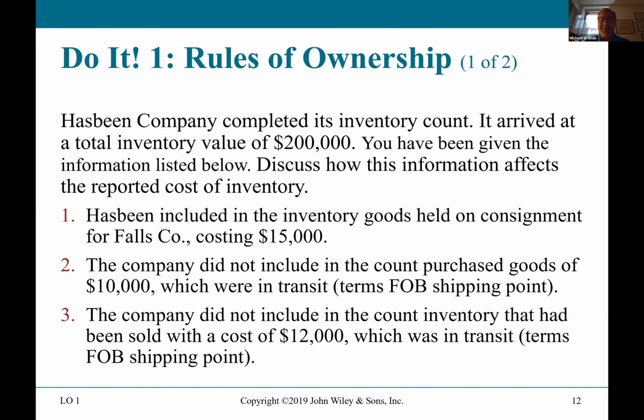Number three, the company did not include in the inventory count goods that had been sold with a cost of $12,000, which were in transit, terms FOB shipping point. So they did not include it, but it was sold FOB shipping point. It was in transit, so they don't own it, so they did it correctly.